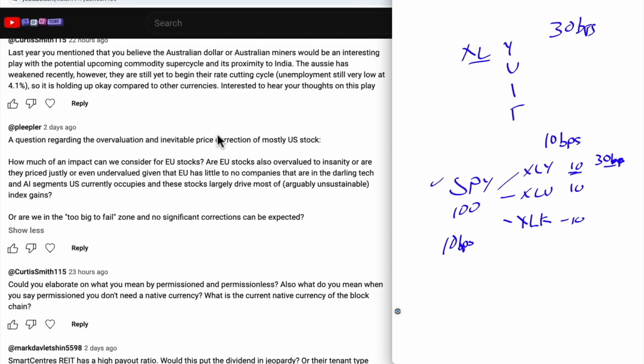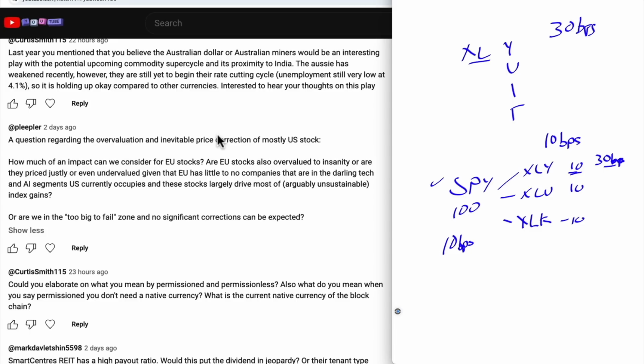Question regarding the overvaluation and inevitable price correction of mostly U.S. stock. Inevitable price correction. Well, okay, I'll accept it. Inevitable, there's no time frame on it. How much of an impact can we consider for EU stocks? EU stocks, I believe, are already undervalued, and I think I read in Barron's that Deutsche Bank has said the differential in valuations between U.S. and European stocks has never been wider, and that they are now overweight EU stocks.